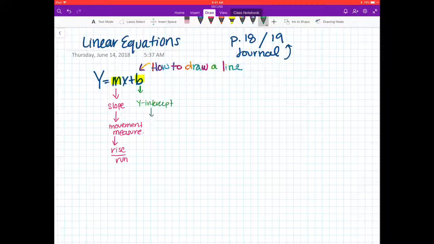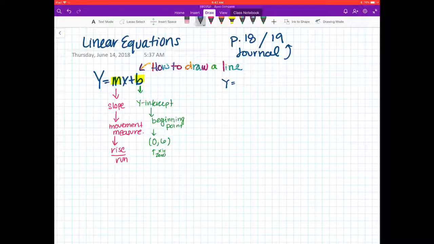How does that help us draw our line? It's where you begin. So we're going to say it's the beginning point. And then it's a point that looks like this. X always has to be 0. So let me give you an example right next to this.